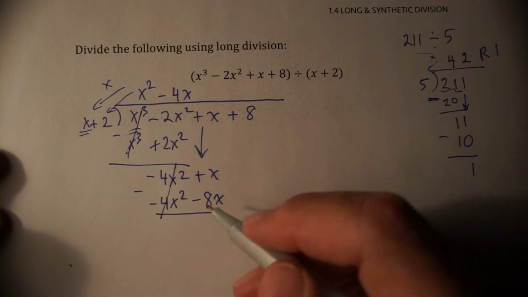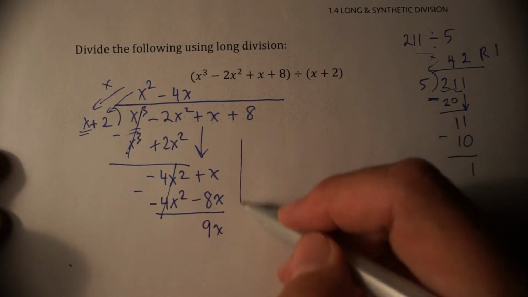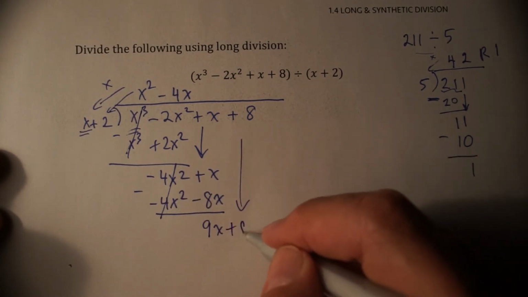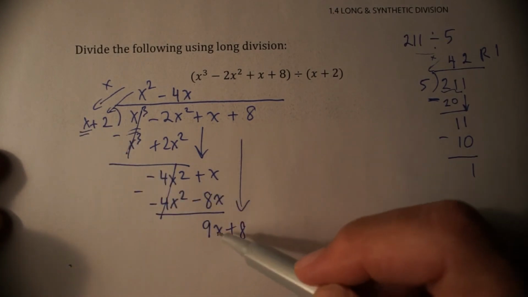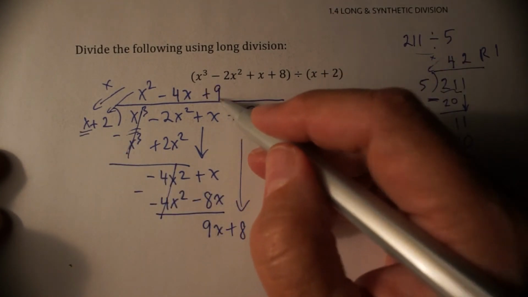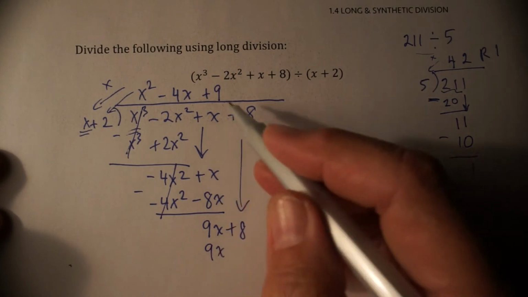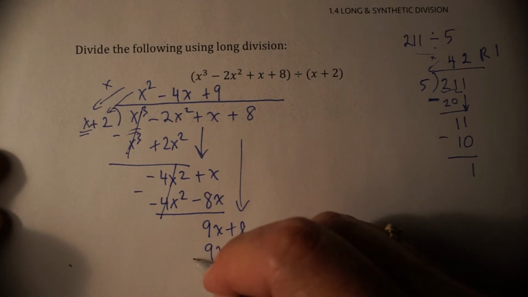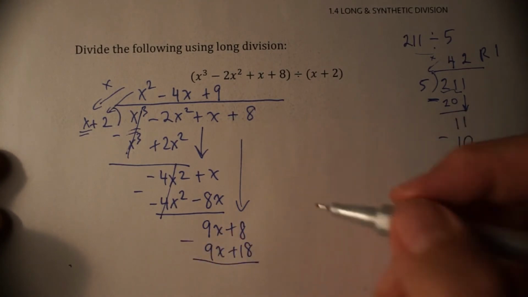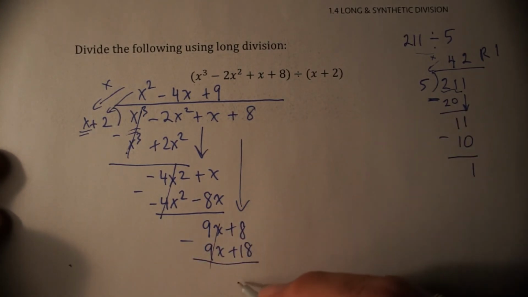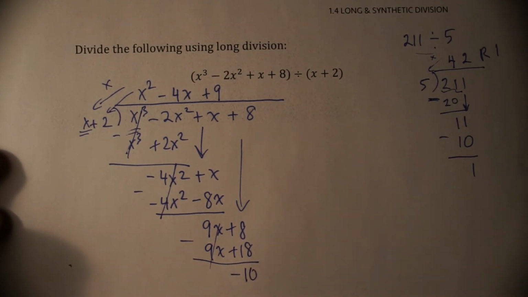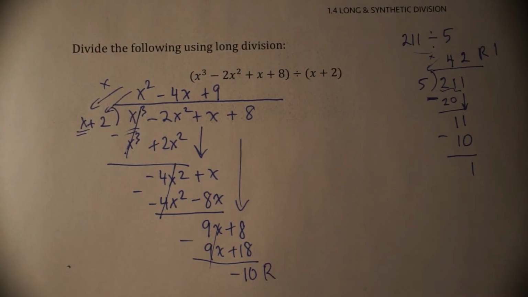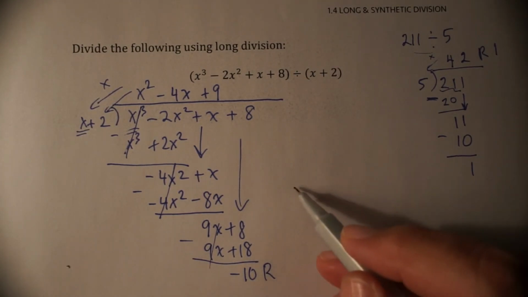8x subtract a negative 8x is a positive 16x, and then I'm going to bring down my next term, plus 8. What do I multiply x by to get 16x? It's plus 16, no wait, it's plus 9x. And then 2 times 9 is 18. And subtract, and now because I've already brought down my last term, when I subtract this time, it's going to be my remainder, negative 10. So it didn't divide evenly, just like this one didn't divide evenly. So now what I want to talk to you about is the division statement.